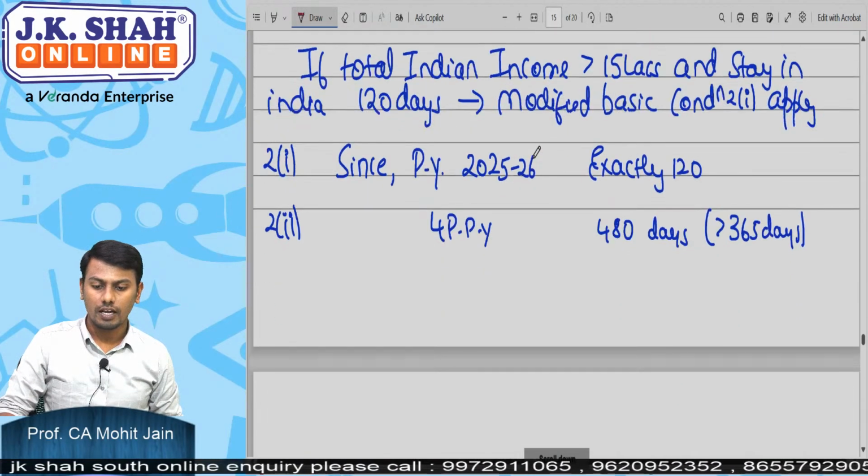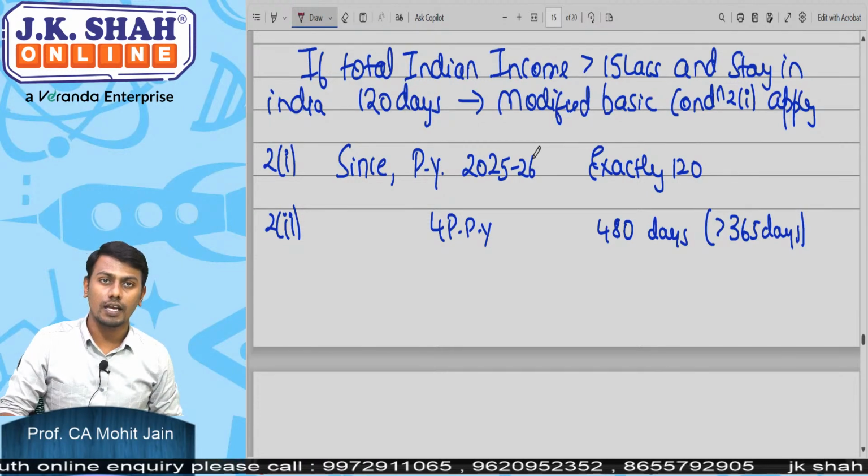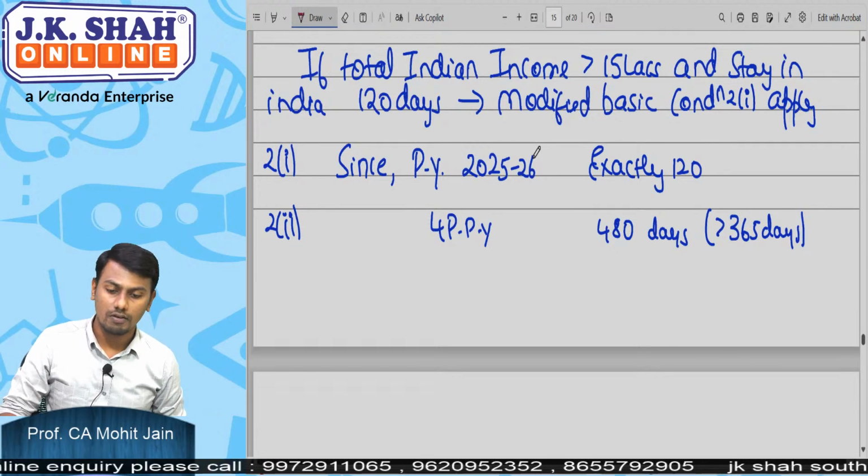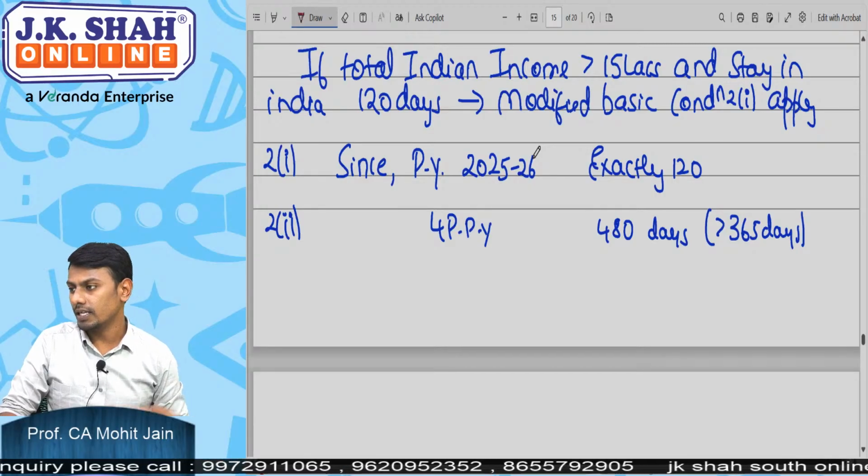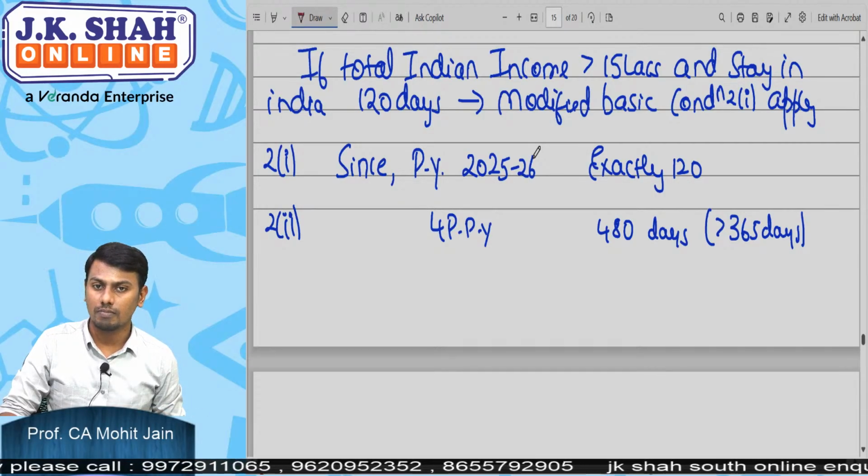So if total Indian income is more than 15 lakhs and stay in India is 120 days or more, so what will be applicable? Modified basic condition number 2, subcondition number 1.